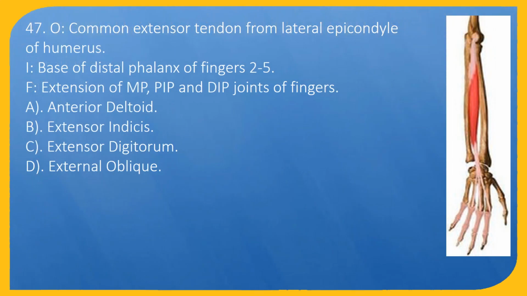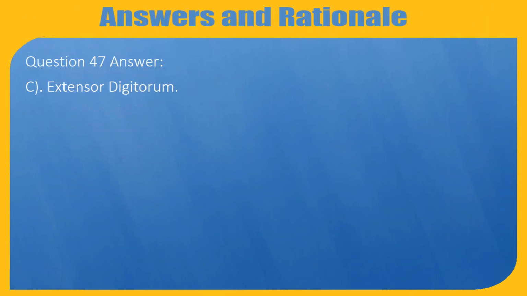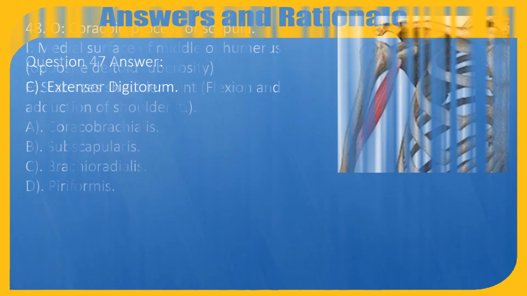Question 47. Origin: common extensor tendon from lateral epicondyle of humerus. Insertion: base of distal phalanx of fingers 2-5. Function: extension of MP, PIP and DIP joints of fingers. A. Anterior deltoid. B. Extensor indicis. C. Extensor digitorum. D. External oblique. Question 47, answer C. Extensor digitorum.